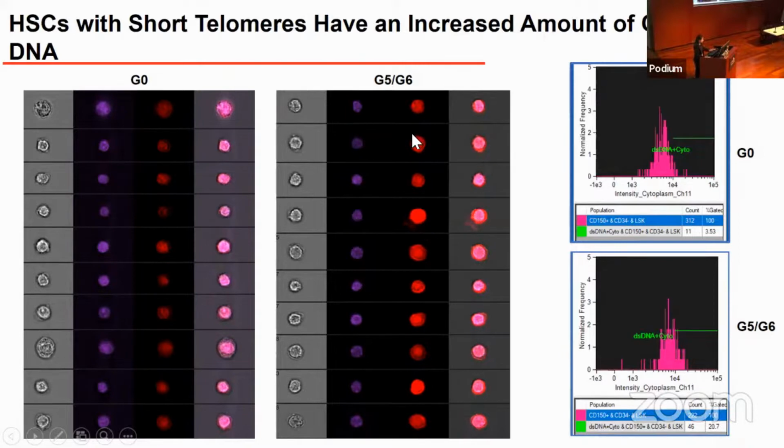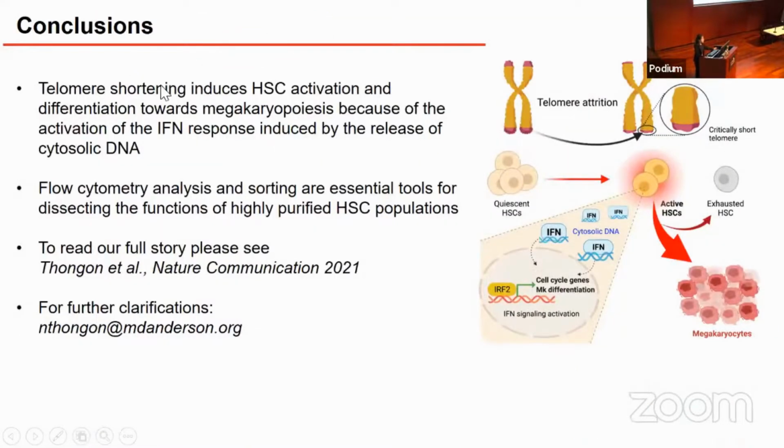shown here. In conclusion, we use flow cytometry analysis and sorting strategy to dissect the functions of highly purified hematopoietic stem cell populations. And we demonstrated that their telomere shortening induced hematopoietic stem cell activation and differentiation toward the megakaryocyte due to the activation of interferon response, which is induced by the release of cytosolic DNA.